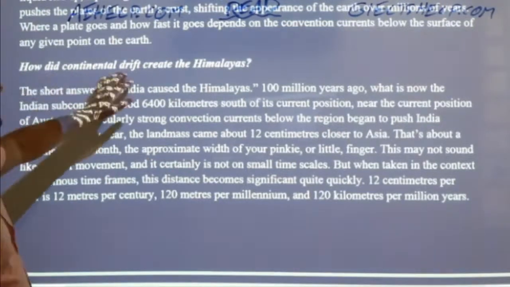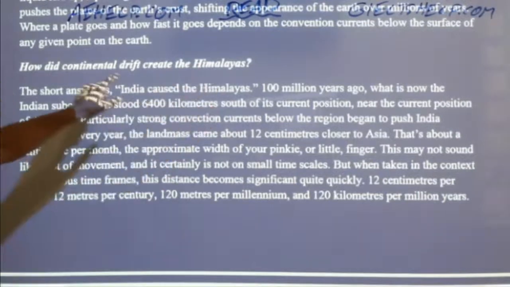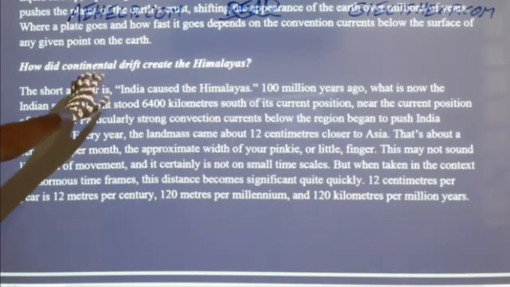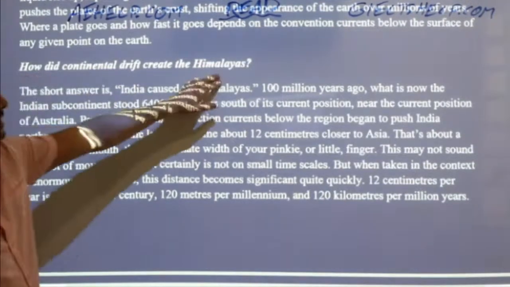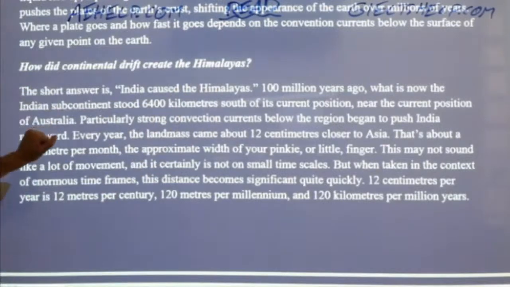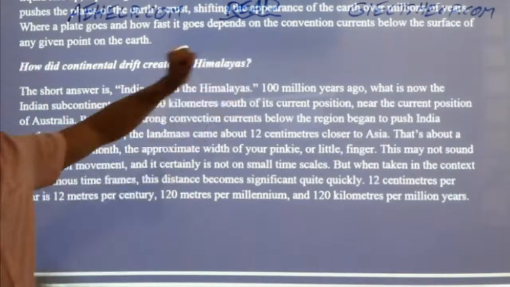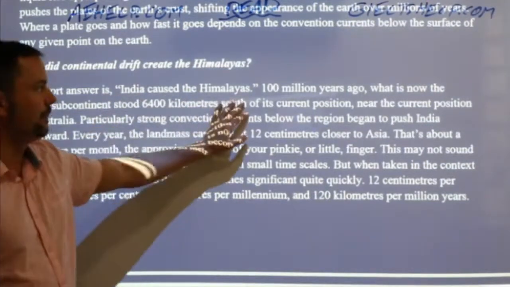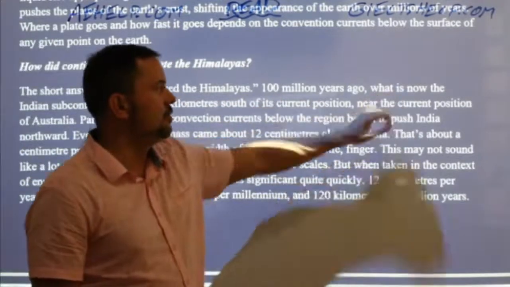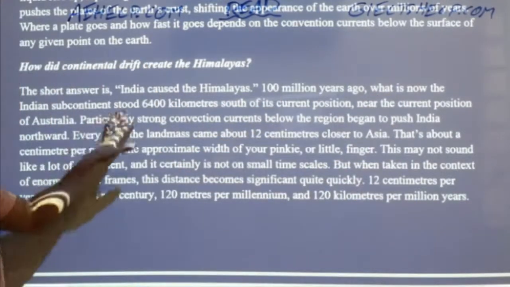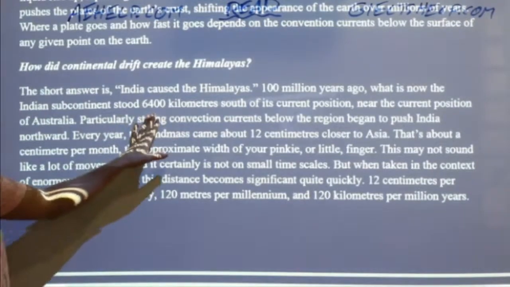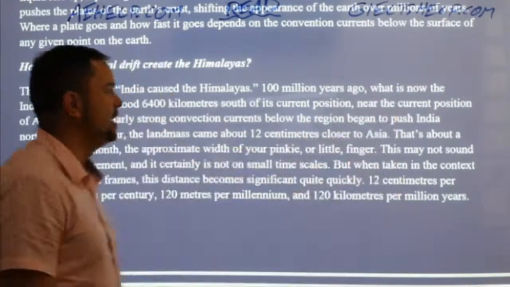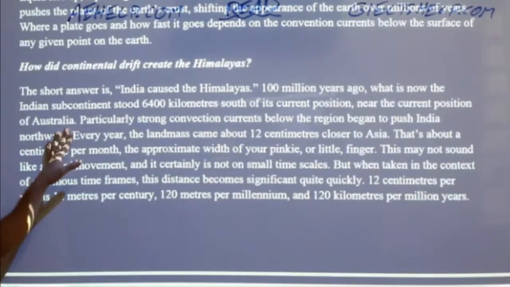How did continental drift create the Himalayas? Now, pay attention to titles. This is why it's good to read the questions, because in the questions we kind of saw this same title, right? So here we go. Make sure you're reading with me, okay? So the short answer is India caused the Himalayas. 100 million years ago, what is now the Indian subcontinent stood 6,400 kilometers south of its current position, near the current position of Australia.